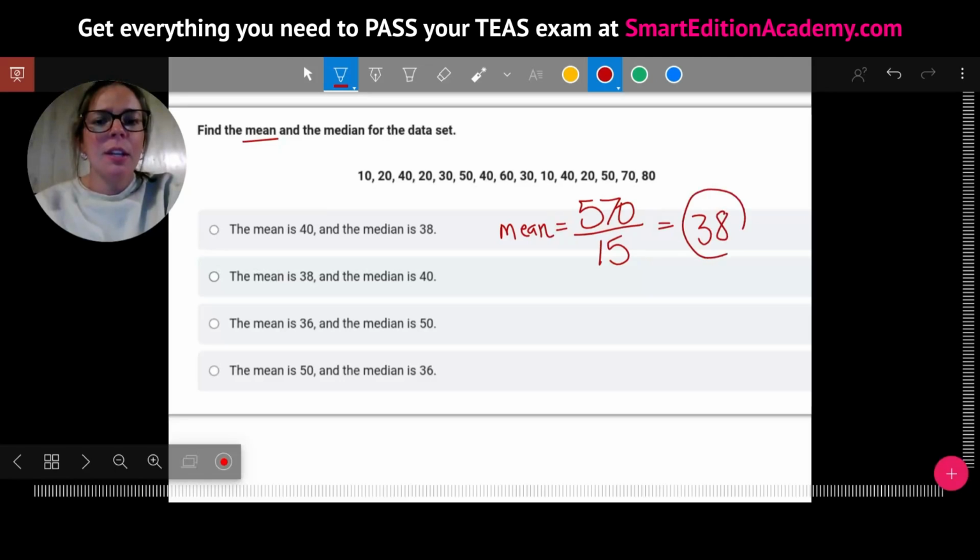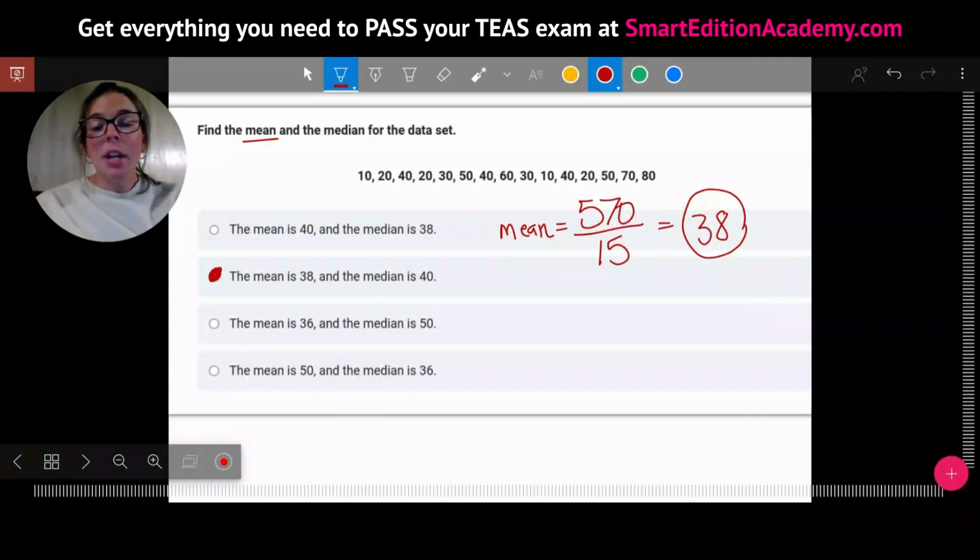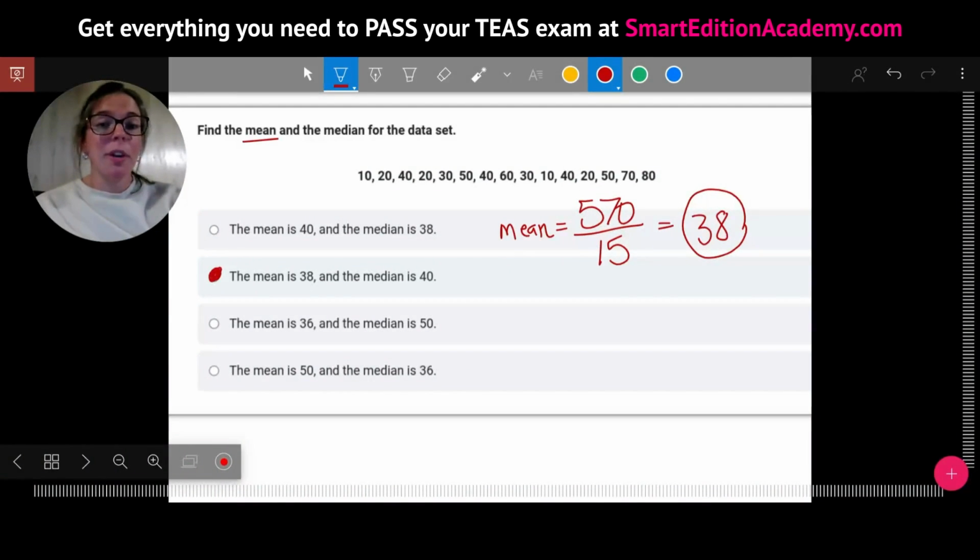Okay, so the mean is 38. If I look at my answer options, the only one that gives me a mean of 38 is this second option. So I'm pretty confident that that's my answer. Is it possible that I made a mistake? Yes. So should I probably find my median anyway? Yeah. And also, we want to practice it. So thinking about test taking strategies, realistically, if we are really confident we did this correctly, which I am, option number 2 is the only one that makes sense. But let's just double check.